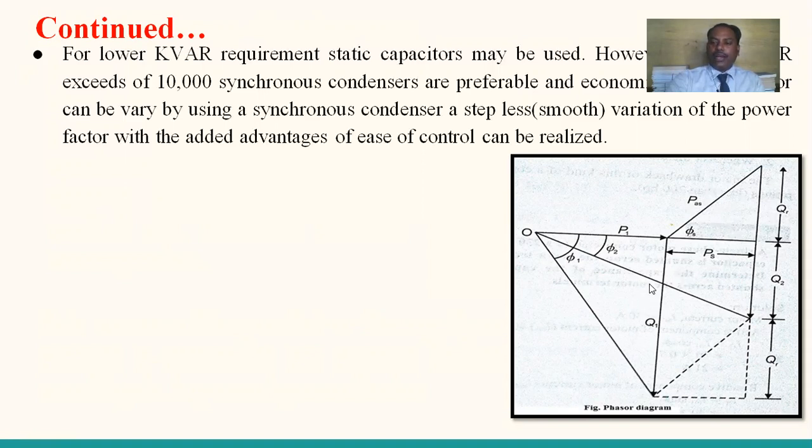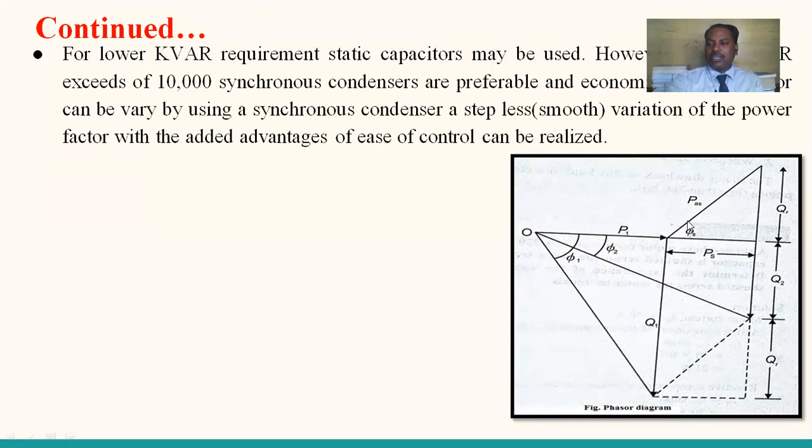The circuit already has a lagging reactive power of Q1. Due to the synchronous condenser installation, the resultant reactive power is reduced to Q1 minus QR. So the net reactive power is Q2, Q2 equal to Q1 minus QR. This is the phasor diagram. So very simple: in the original system, it is P1, Q1, S1.